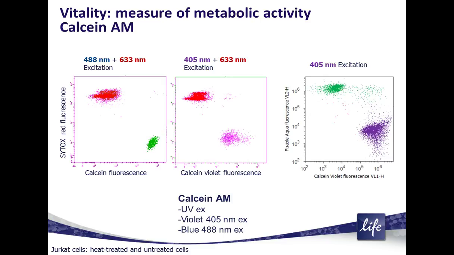We have 3 calcein AM products. One is available for use with the UV excitation. One is available for use with the blue 488, and the other is with a violet 405 excitation. The plots shown here show a mixture of live and dead cells showing the calcein fluorescence paired with a dead cell stain, either SYTOX red or fixable aqua.